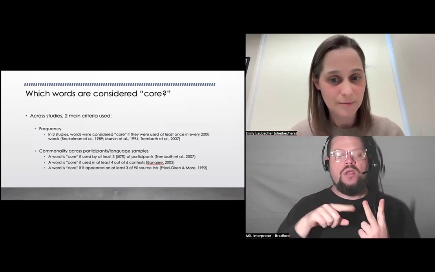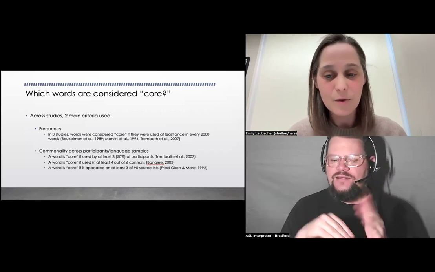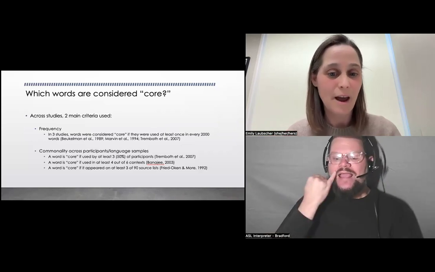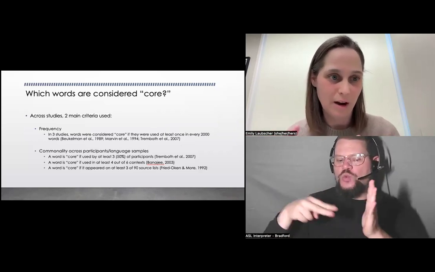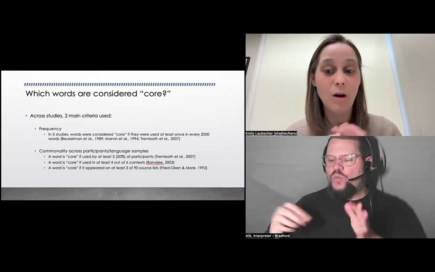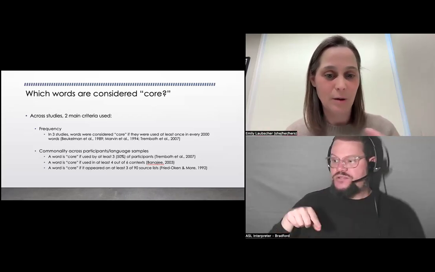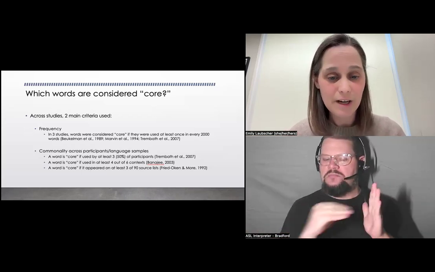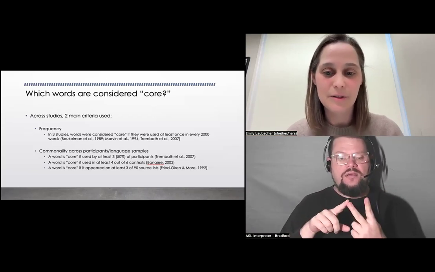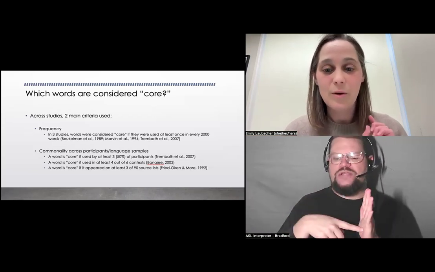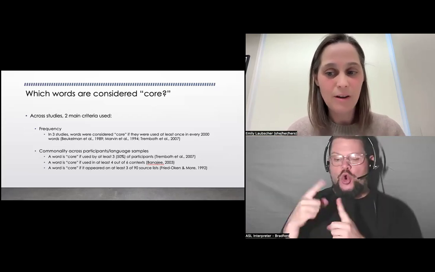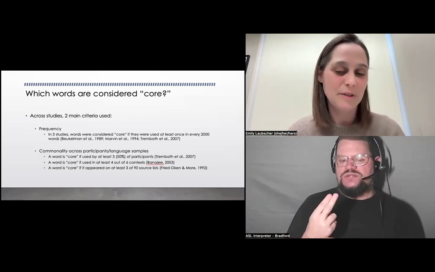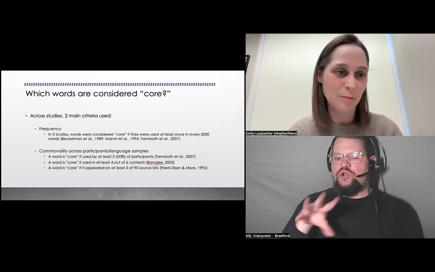The first was frequency. So, in 3 of the studies, words ended up on the core word list if they were used at least once in every 2,000 words within the total aggregated language sample. So, all of the words used by all of the participants all lumped together, once in every 2,000 words. The other criterion was commonality across participants or language samples. So, in one study, a word was considered core if it was used by at least 3 participants. And in that study, there were 6 total participants, so this equated to 50% of the participants.